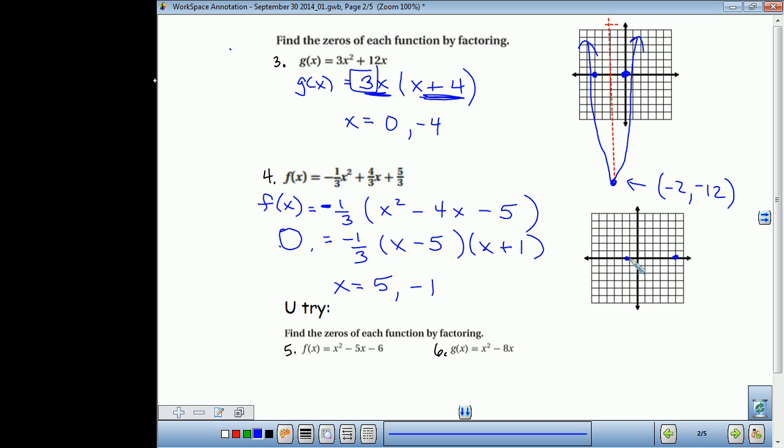All right, so I need a 5, I need a negative 1. Where's the axis of symmetry going to be? We add these together and divide by 2, so it's going to be x equals 2. The vertex is going to be above the x-axis, right down the middle.